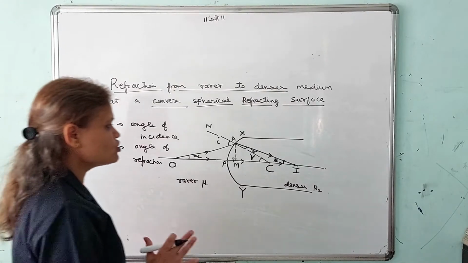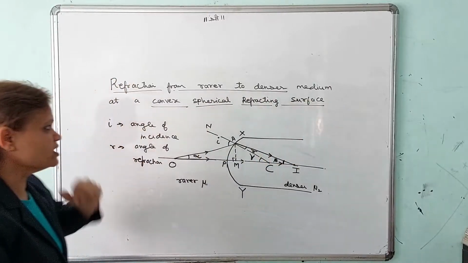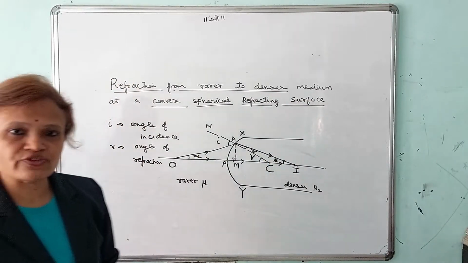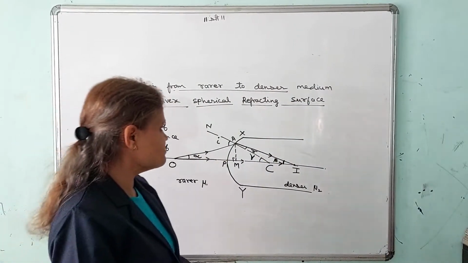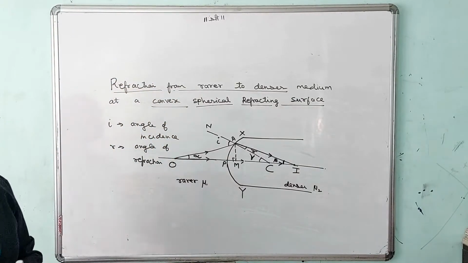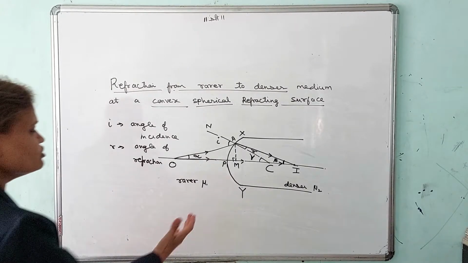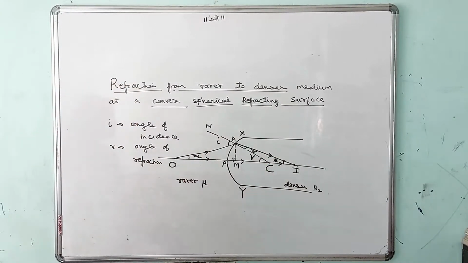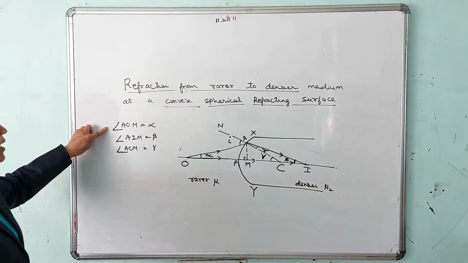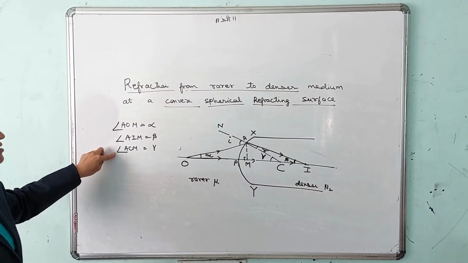So we have now drawn the entire ray diagram of refraction from rarer to denser medium at convex spherical refracting surface. Now what is remaining is we have to derive a formula, and we are just going to use geometry with reference to this ray diagram. So angle AOM is alpha, AIM is beta, ACM, you can see in the ray diagram, is gamma.